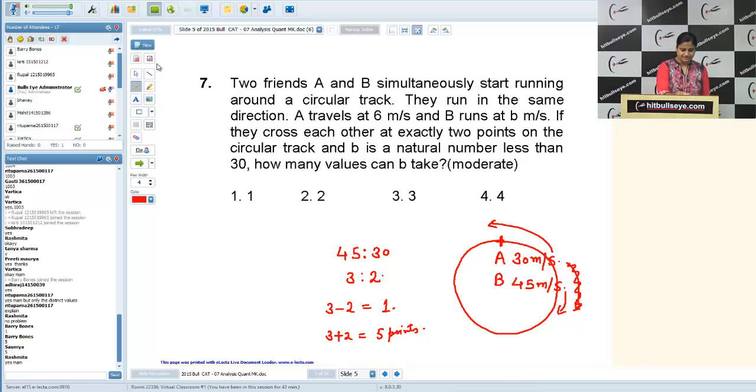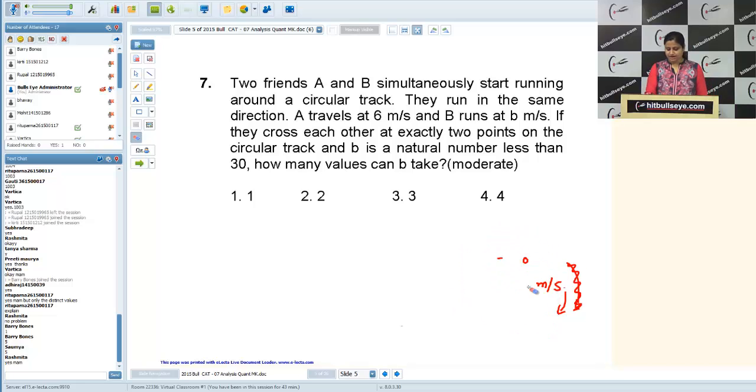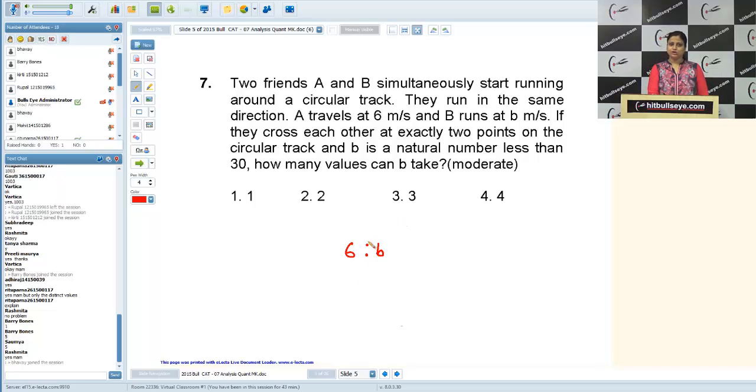Let us start this question now. It says that one person's speed is 6 meters per second and another one is B, and they're both moving in the same direction, and they are meeting at 2 points only, and B is less than 30. How many values can B take? So let us solve. Now what was the shortcut? We will convert this ratio into the lowest terms. So we will cancel the HCF.